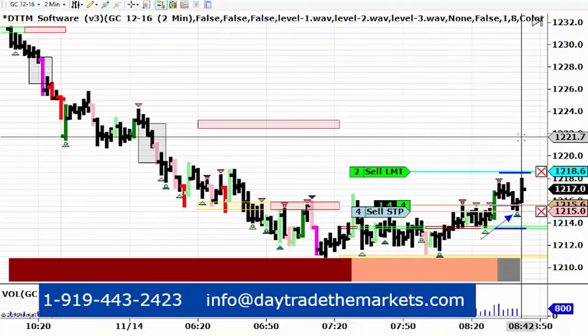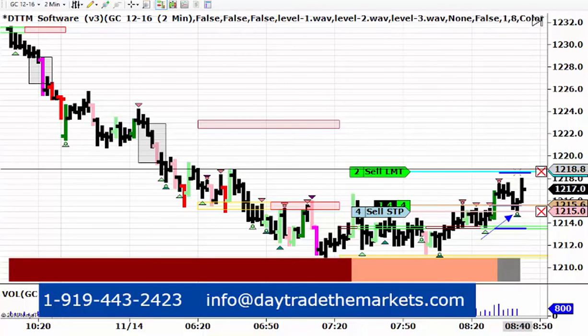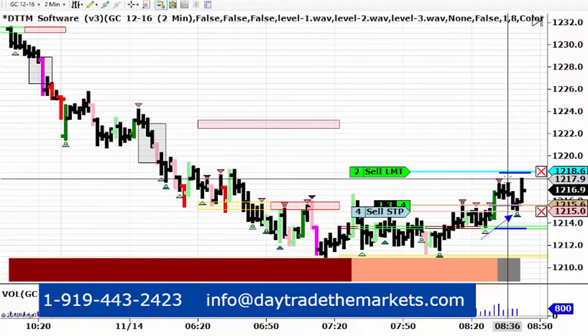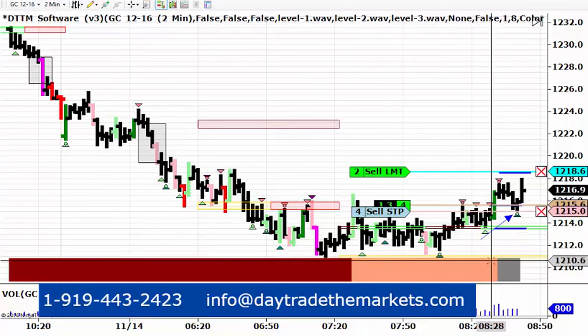So it's had a nice move higher. It's reached a high of 17.90. We've got our sell limit here at 18.60. So just want to bring you up to date on that, and once again pause the recording.